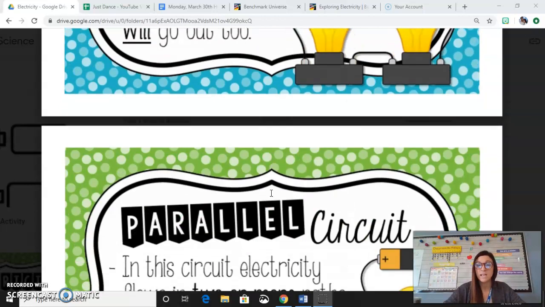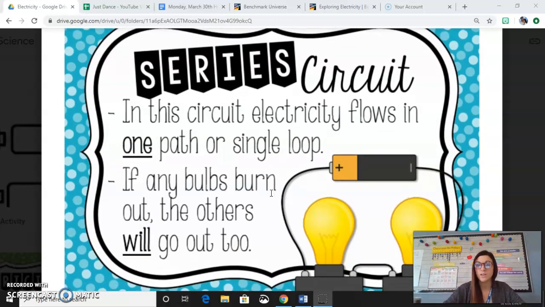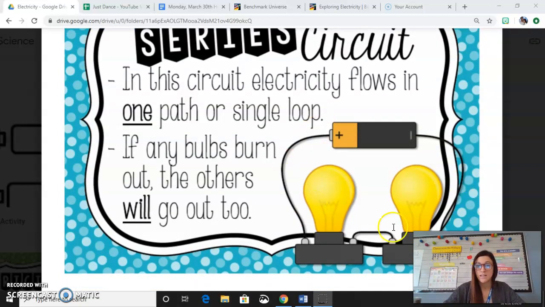A series circuit and parallel circuit are different. When you think of series, I want you to think of just one. So in this series circuit here, electricity is flowing in just one path. So it's connected to that battery. That battery then lights a light bulb. Then that cord's going to flow to the next light bulb and back to the battery. It only has one path.